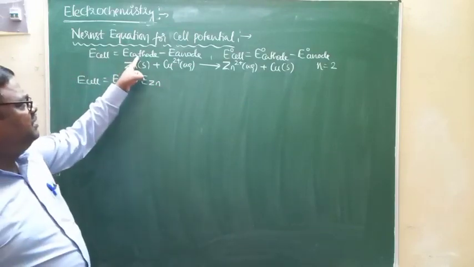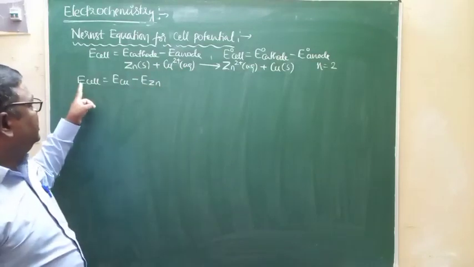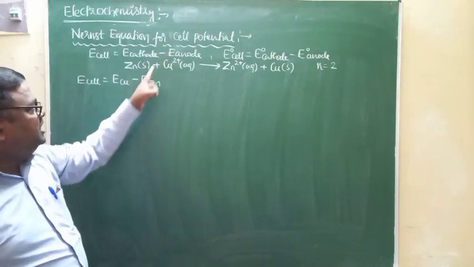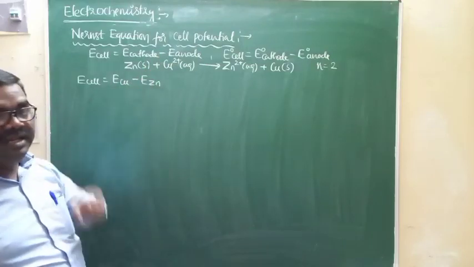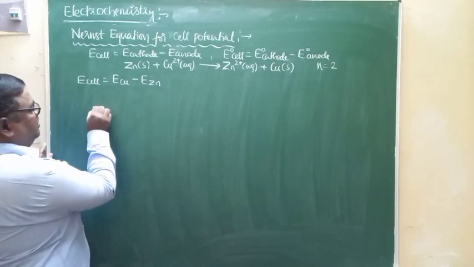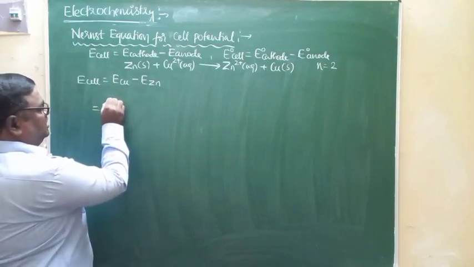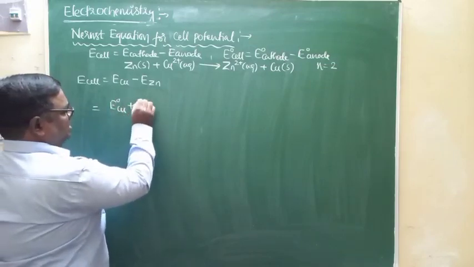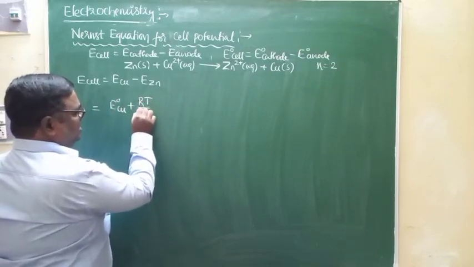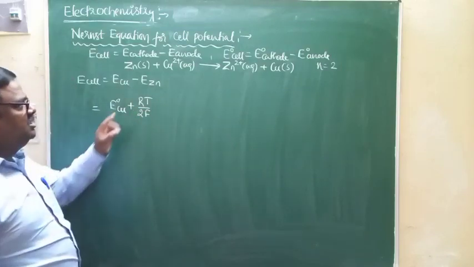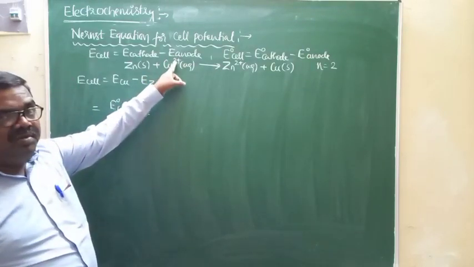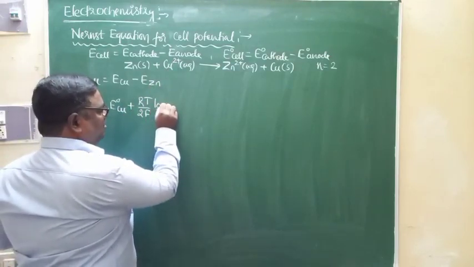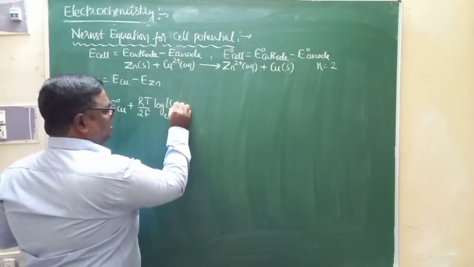E of cell is equal to E of cathode minus E of anode. For the Daniell cell, E of cell is equal to E of copper minus E of zinc, because copper is the cathode and zinc is the anode. I can write the expression for E of copper on the basis of the Nernst equation: E of copper is equal to E naught of copper plus RT by 2F, because the charge of the copper ion is 2, and of course log to the base e of the concentration of copper ions.